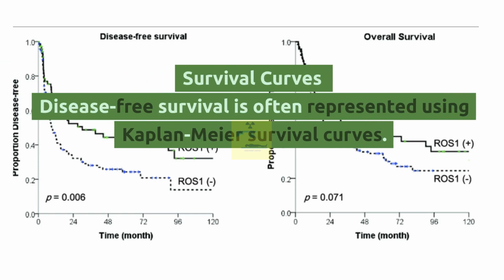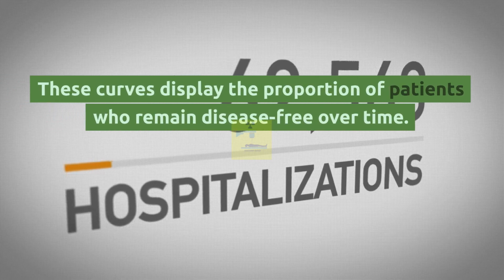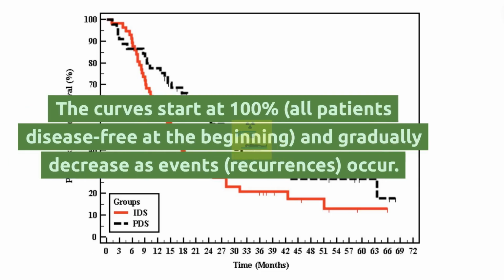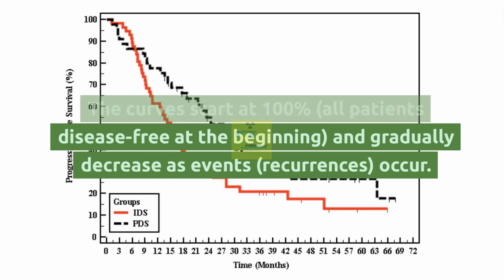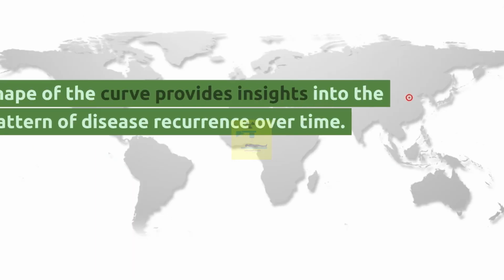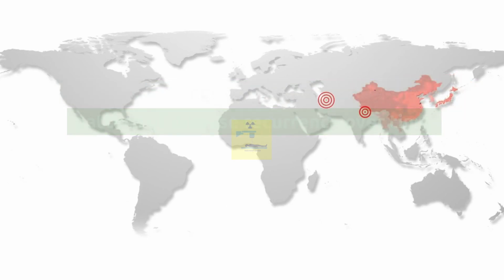Survival curves: disease-free survival is often represented using Kaplan-Meier survival curves. These curves display the proportion of patients who remain disease-free over time. The curves start at 100%, all patients disease-free at the beginning, and gradually decrease as events, recurrences, occur. The shape of the curve provides insights into the pattern of disease recurrence over time.